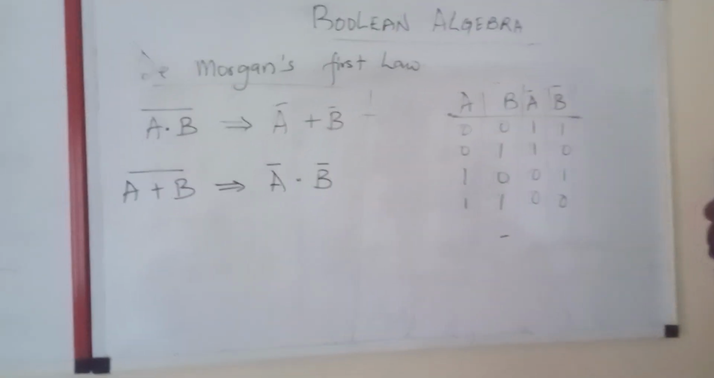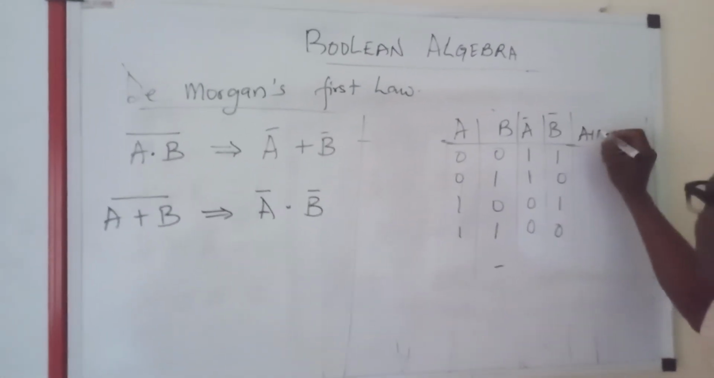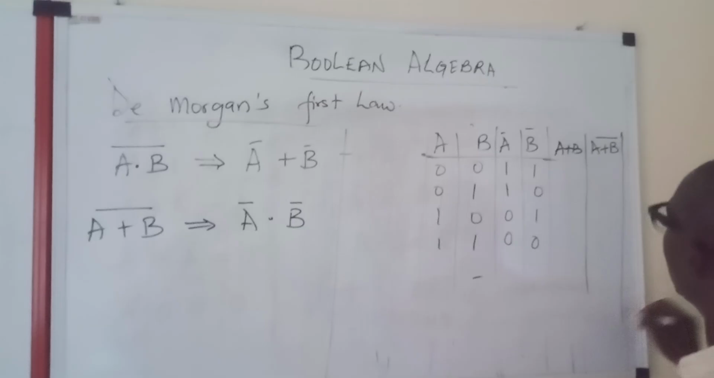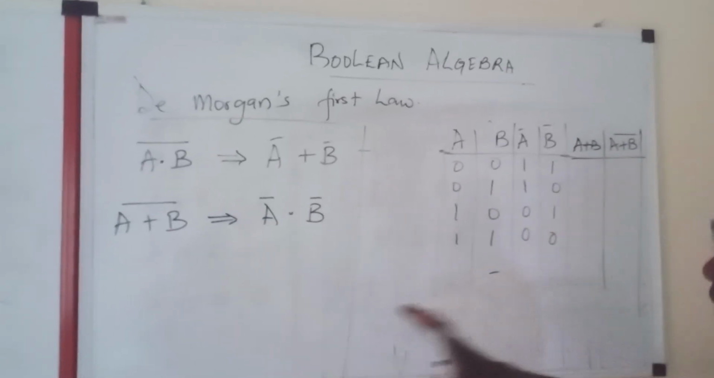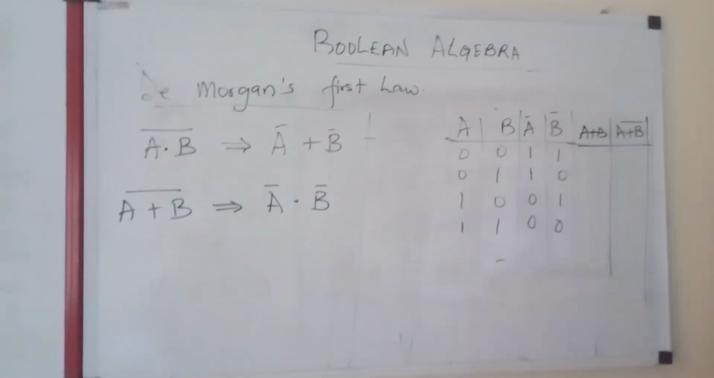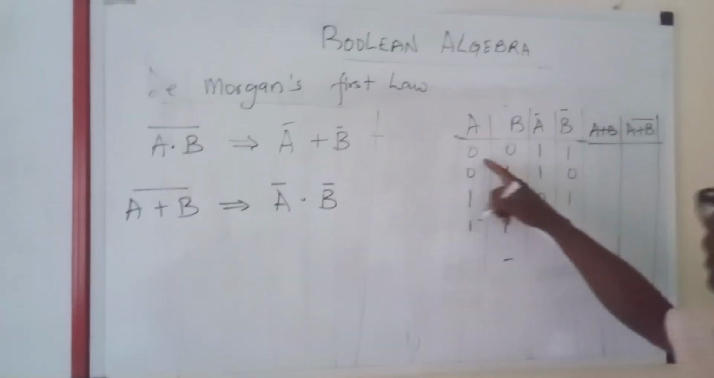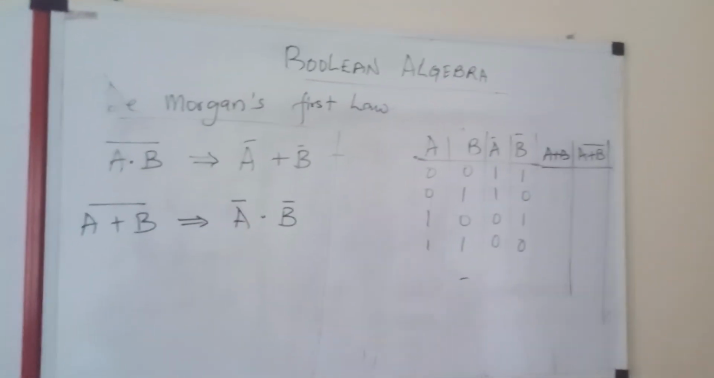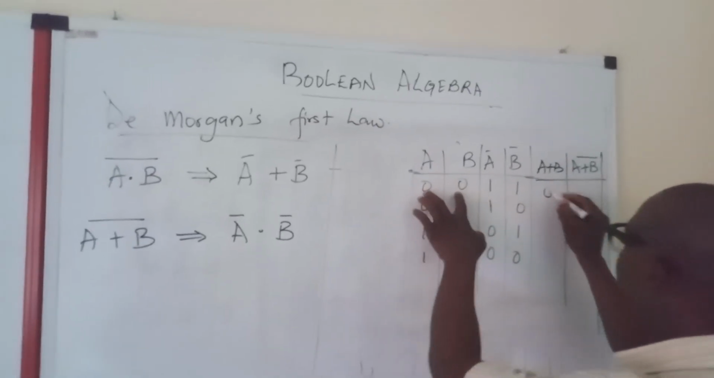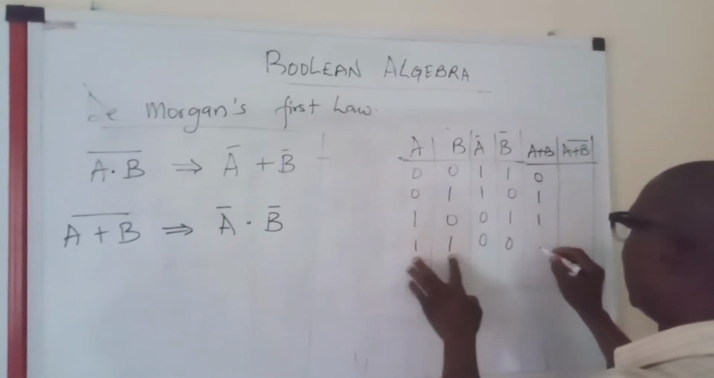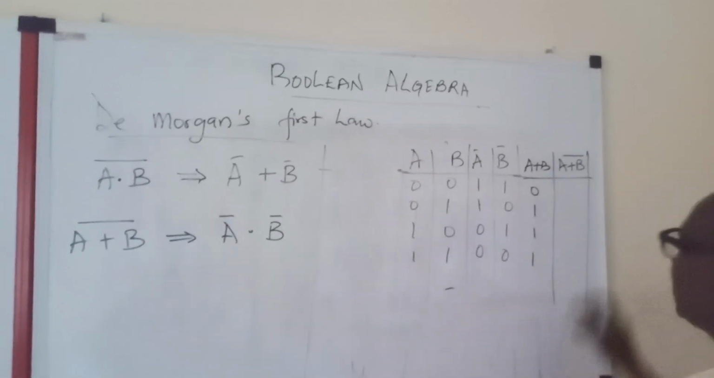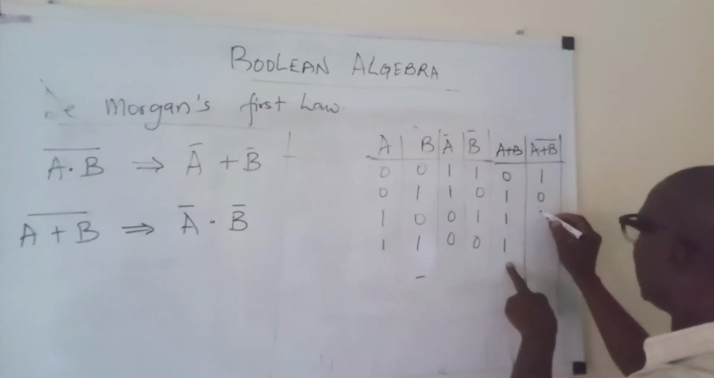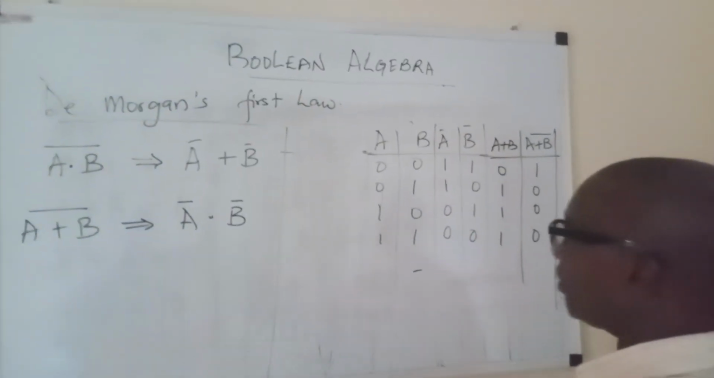So we want to do A or B, A plus B, then (A plus B) bar. So this will give us the left-hand side of the equation. A or B will give us 0 there, 1 there, 1 there, and 1 there. The negation of this will give us 1, 0, 0, 0. That is the left-hand side of the equation.